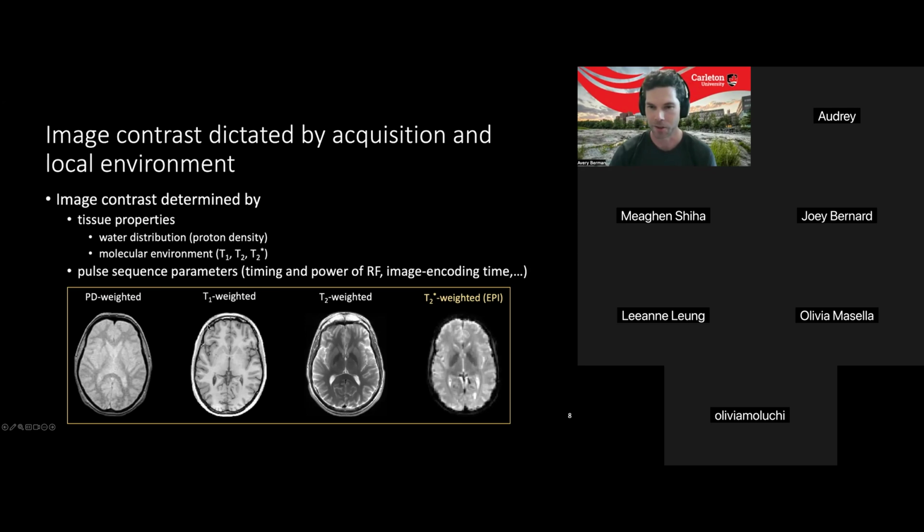And then the way we sensitize to those different relaxation times is what we call adjusting our pulse sequence parameters. So this is just the timing and the power at which we're applying our radio frequency pulses, when we choose to encode our image, etc. There's a whole range of knobs that we can tune to change the contrast in our images.